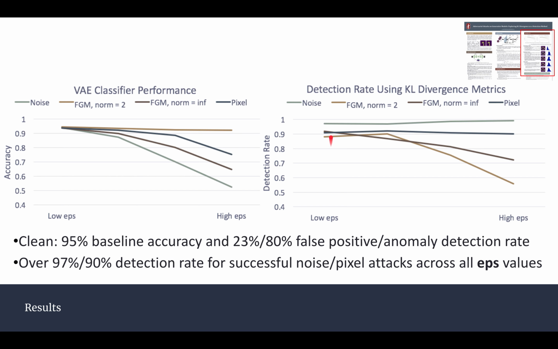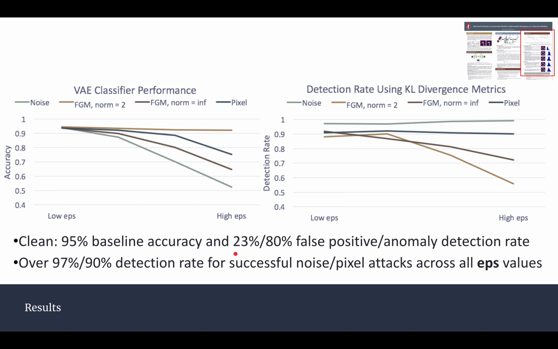And so this is good for this lower range, especially in the case of pixel, which is arguably one of the more difficult attacks to detect because it only perturbs such a small localized amount of the image. Across all the epsilon values, even down to 1 pixel, it can detect these successful examples with over 90% confidence rate. For the clean baseline, we have over 95% accuracy, so we know our classifier works from the get-go.